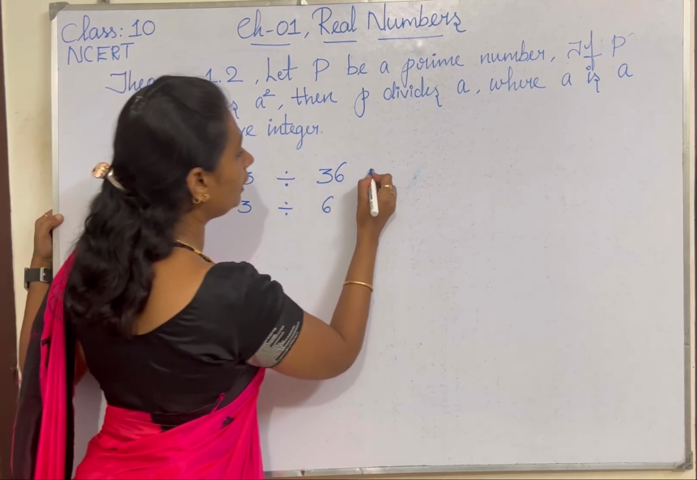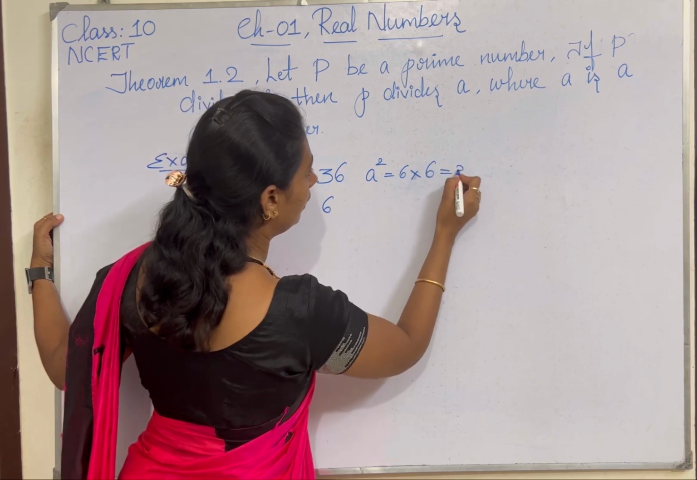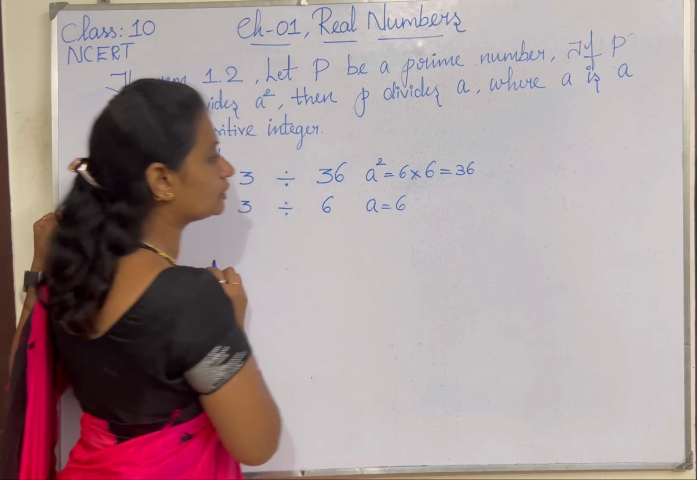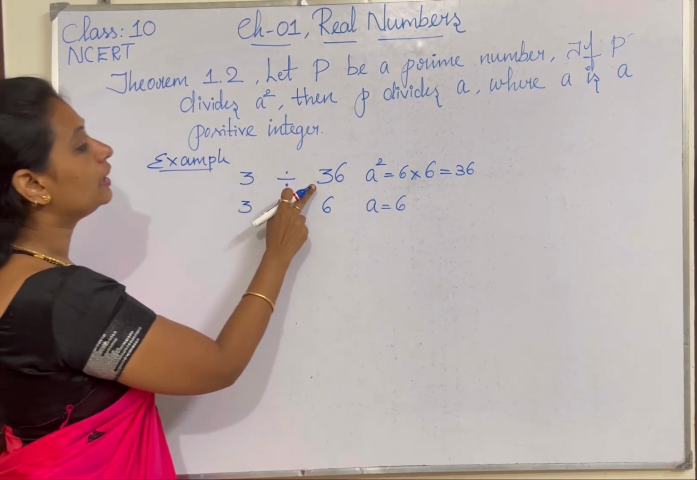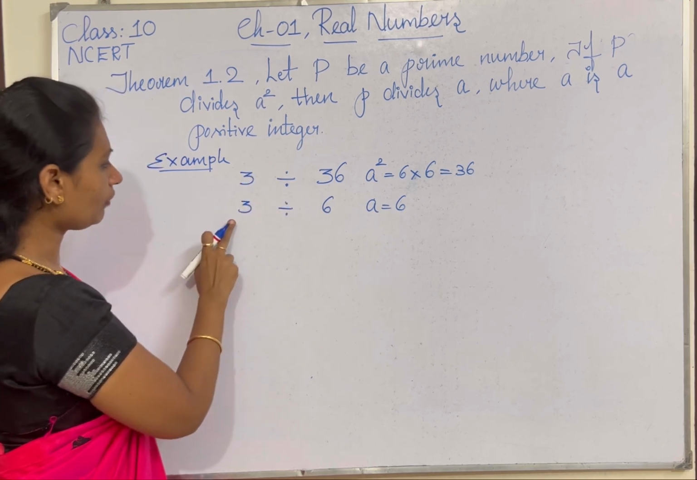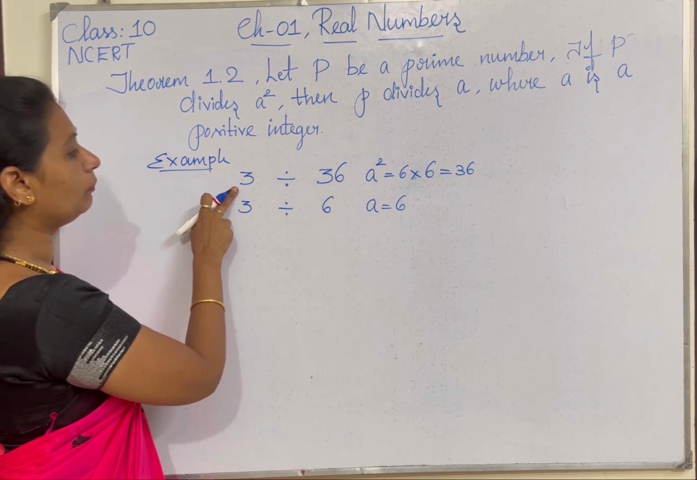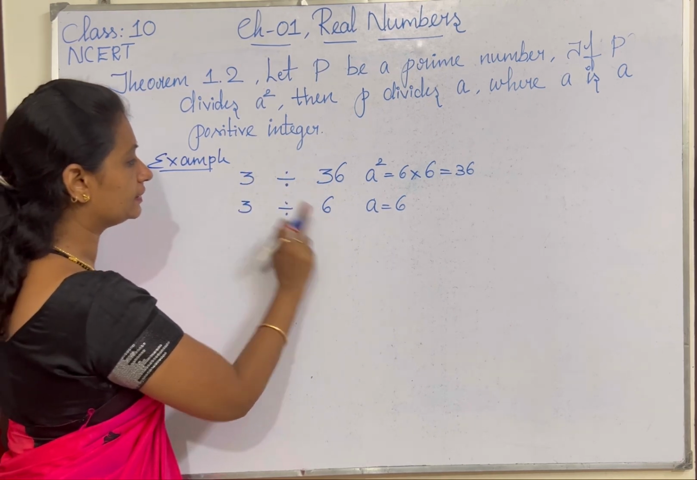Correct? If a given number is a square, that is 6 sixes are 36, what is a? a is nothing but the number 6. The square root of 36 will be 6. If any prime number divides a square number, it also divides the root of the given number.